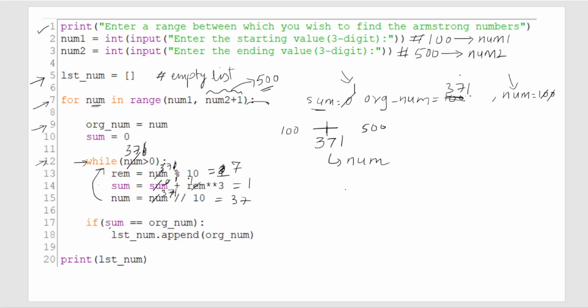7 cubed is 7 sevens are 49, and 49 sevens are 343. This is 343, right? And the number now becomes 3. Number now becomes 3, because 37 divided by 10 is 3.